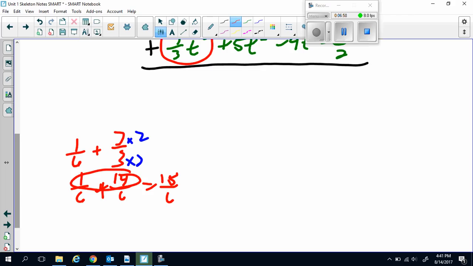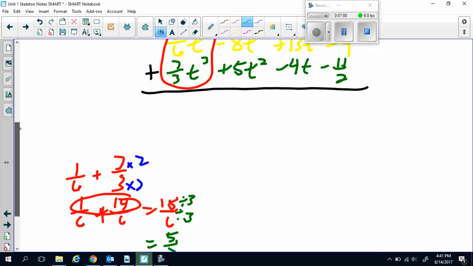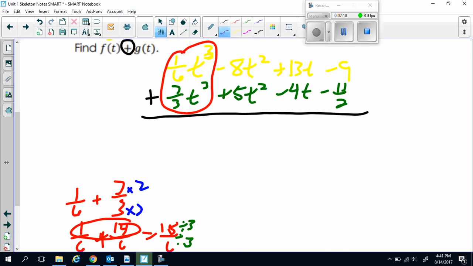which then we can reduce. Okay, so we can divide both the top and bottom by 3. So it is really 5/2. So this is going to come out as 5/2 t to the third. And then we have to do these two next. Negative 8t squared plus 5t squared. So negative 8 plus 5 is negative 3. And we're going to bring down that t squared.